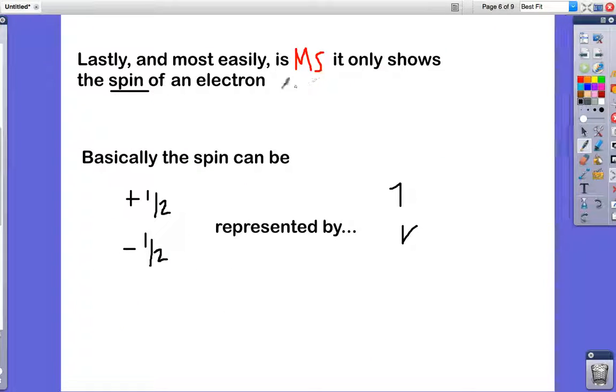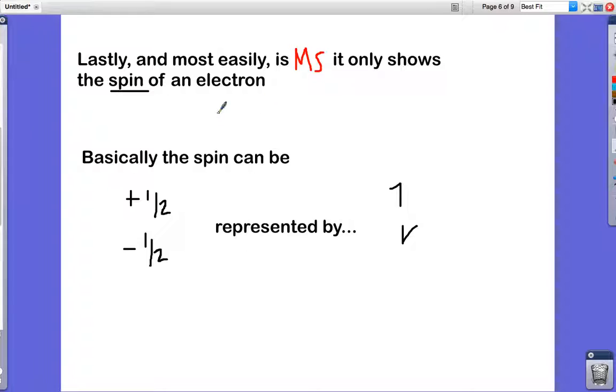Lastly, and most easily, is ms. It shows the spin of an electron. If it's positive, it can be represented by this line here, and if it's negative, it's represented by that one.